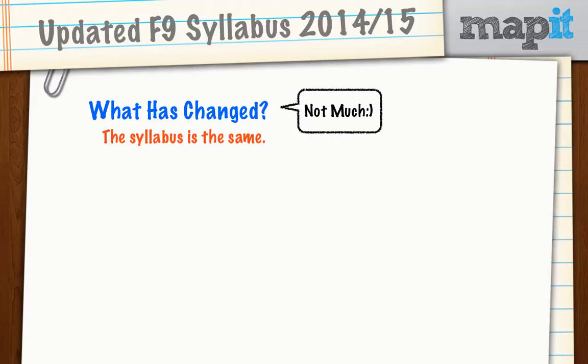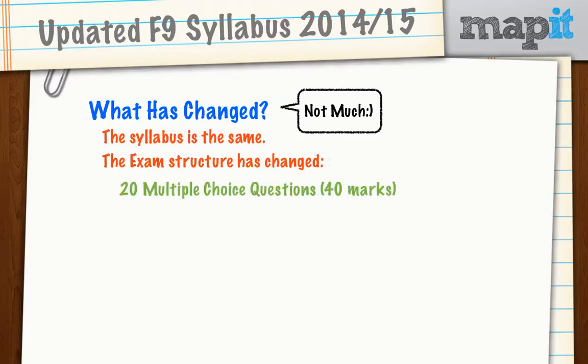What has actually changed then? Well, the exam structure has changed. It's just how you actually take the exam that has changed. It's still a 3-hour exam, except the questions now, instead of being all 4 25-mark longer questions, have changed to, first of all, 20 multiple choice questions at 40 marks for those 20. So 2 marks each, 40 marks worth of multiple choice questions.